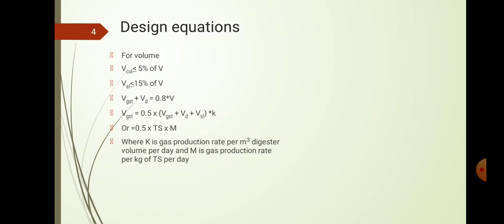So we can use the first equation itself, that is VGST is 0.5 into VGST plus VD plus VSL into K. So these are the design equations used for finding out collection, V sludge, VGST, etc. Now for geometrical dimensions we have some empirical relations we have to follow.